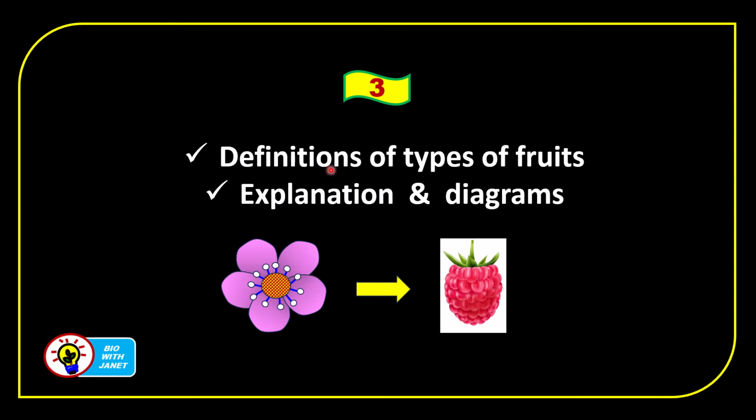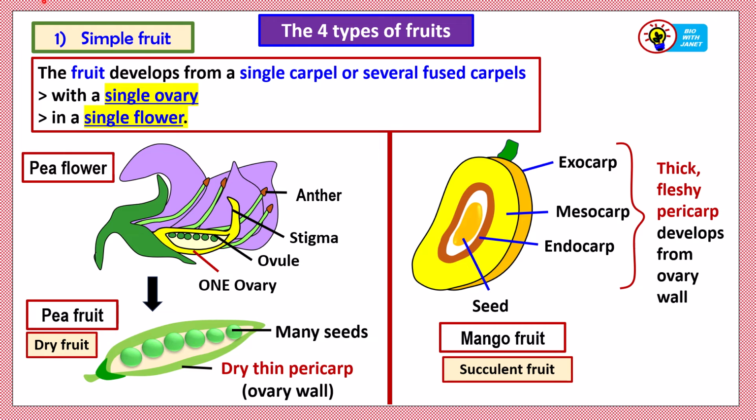In this section, we will discuss the definition of the different types of fruits, the 4 different types of fruits, and also the detailed explanation and diagrams, which will help you to understand the classification of the fruits better. Now, I will go into detail about the 4 types of fruit. So this is a little bit more detailed, but it will help you understand. So you can continue to discuss here and listen to the explanation.